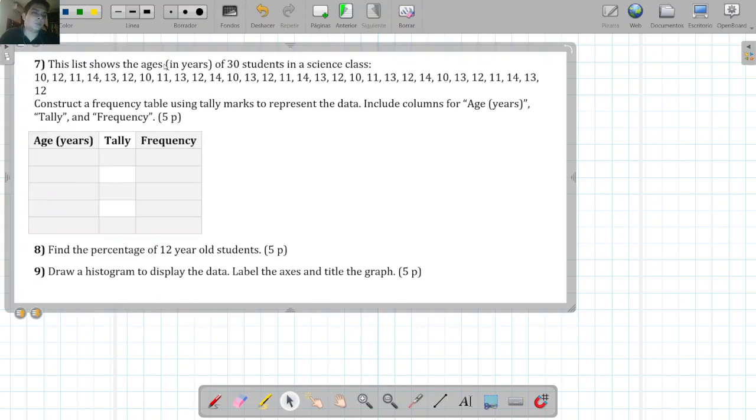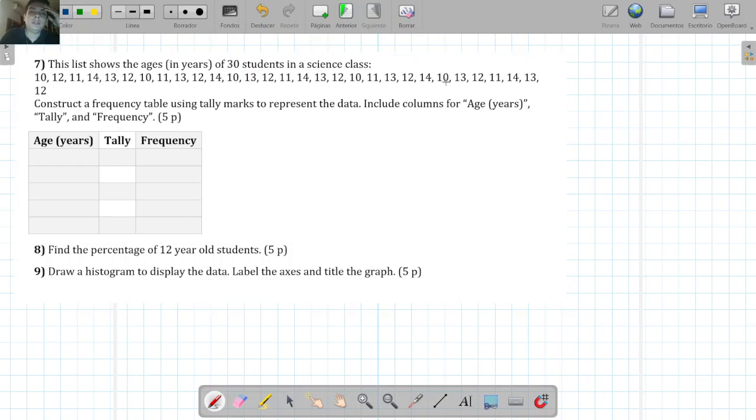This list shows the ages in years of students in a science class. Okay, so we have all the ages. We have to construct a frequency table. So we are going to write all the years here, and the tally and the frequency. The ages of the students are going to be from the lowest, which you will realize is 10, to the highest. So if we fill this table, here we have until 14. So you see we only have until 14 years old. And let's count the students that are 10 years old.